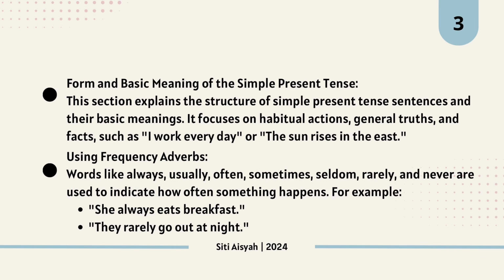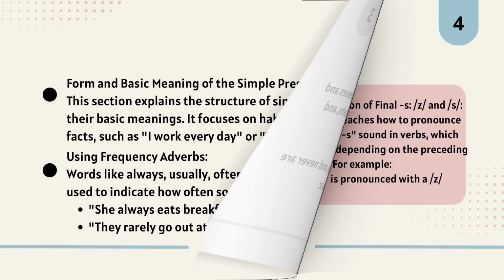Words like always, usually, often, sometimes, seldom, rarely, and never are used to indicate how often something happens. For example, she always eats breakfast.